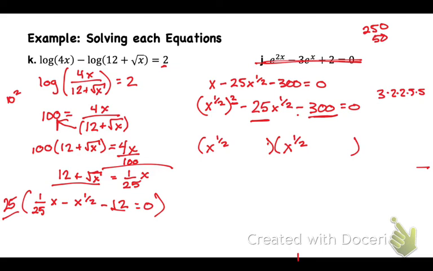Okay, so I need factors of 300 that have a difference of 25. 10 and 30, no. 20 and 15, no. Anyway, those factors would go here, okay? So, will you have a lot of those? No. Do I expect you to ask me about those tomorrow?